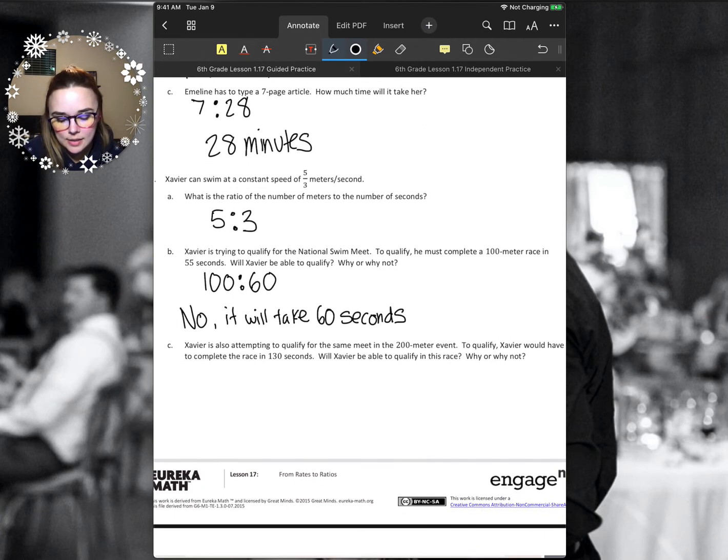Part C, Xavier is also attempting to qualify for the same meet in the 200-meter event. To qualify, he has to complete the race in 130 seconds. Will Xavier be able to qualify for this race? Why or why not? So now we're going to double our ratio. So to get from 100 to 200, we have to multiply times 2. So we'll multiply 60 times 2 to get 120 seconds. So yes, Xavier will qualify because it only takes him 120 seconds to swim 200 meters.